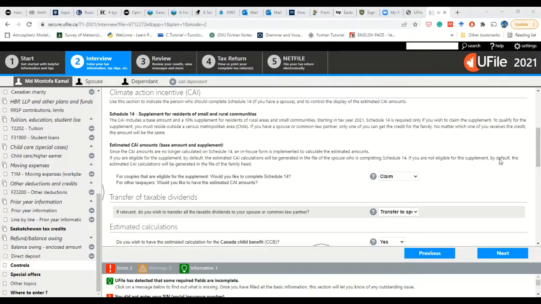When eligible for the subsidy, by default the estimated payment is generated in the file of the family head. Again, make sure that you claim you are the family head. If you are submitting both you and your spouse, make sure who is claiming as the family head. This climate incentive will go to the family head. It is either one of you.